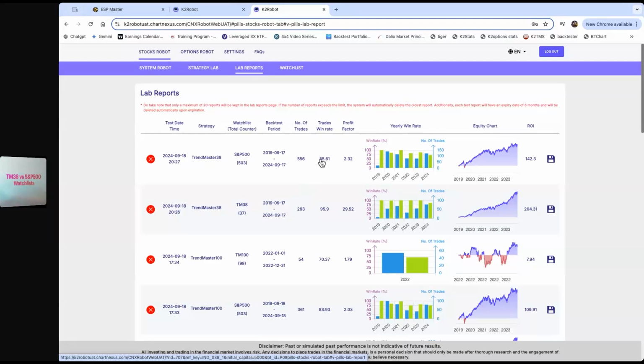So if you anyhow pick a stock, any strategy you trade may not work so well. Then Trendmaster 38: if you trade it on the watch list TM38, you notice the win rate is higher. Take a look at the ROI. You have 204% return in the same 5 years versus 142%.